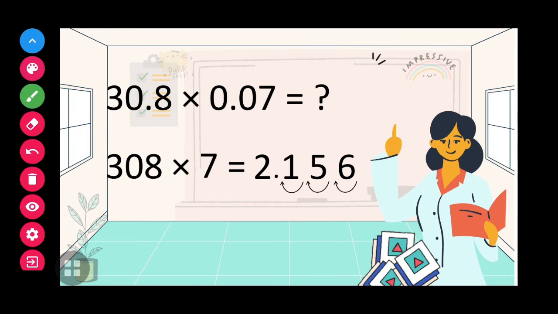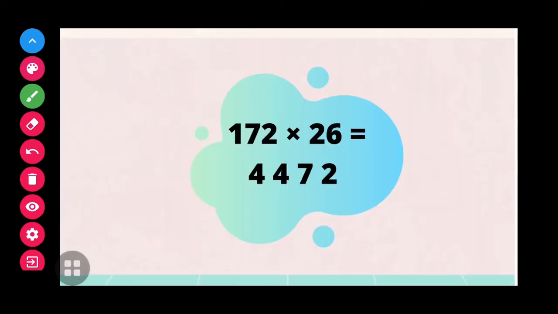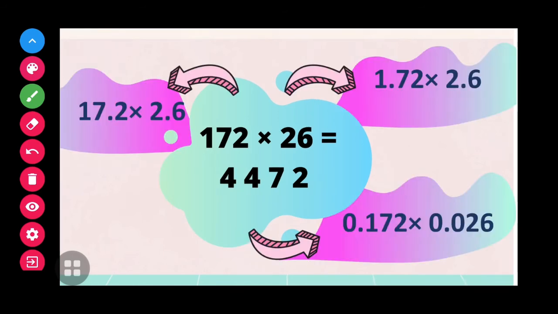Now we have a different sum. The multiplication of these two whole numbers gives us this answer. Having this answer, we can answer many decimal place values. Now, first we have 1.72 into 2.6, and then we have 17.2 into 2.6, and the other one is having a lot of decimals. Let's consider it.